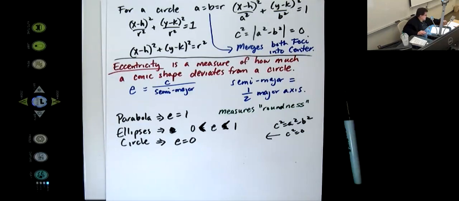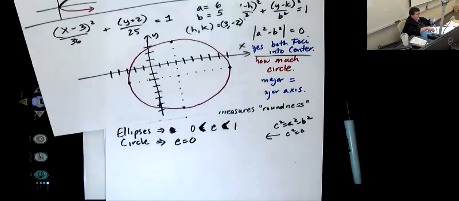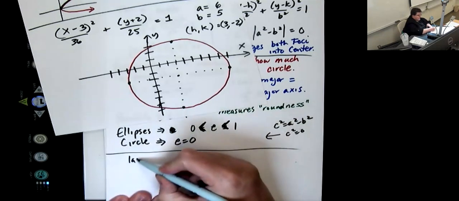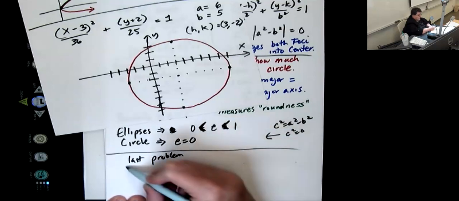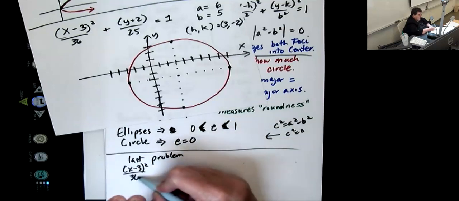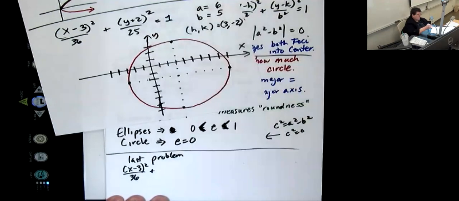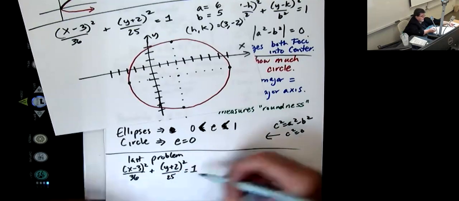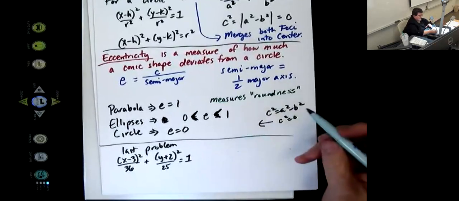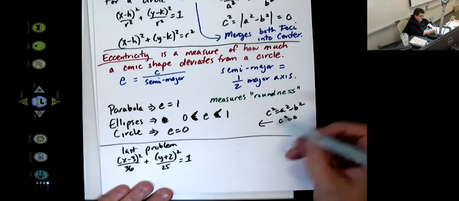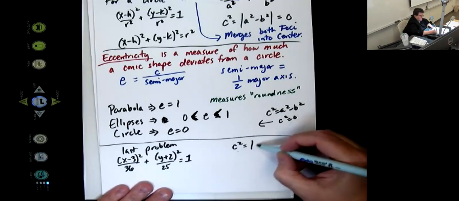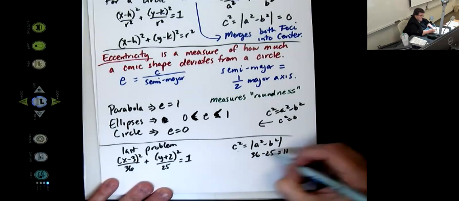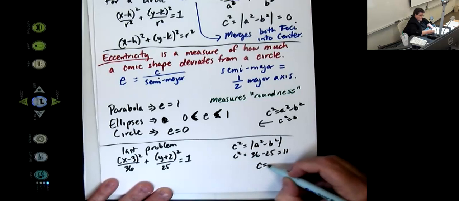Let's take a look at that last problem we did. The last problem we did, we had x minus 3 squared over 36. I didn't write the square there. Y plus 2 squared over 25 equals 1. C squared is A squared minus B squared. 36 minus 25 equals 11. So C equals the square root of 11.